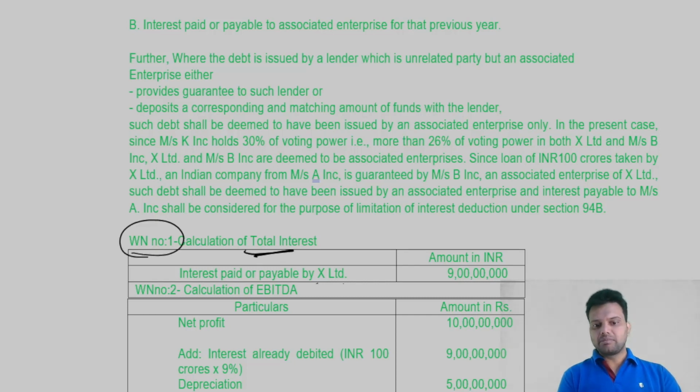Interest paid or payable by Excel Limited is 9 crores. How did 9 crores come? 100 crores is the loan and 9% is the interest rate, right? 9 crores is working note number 1.